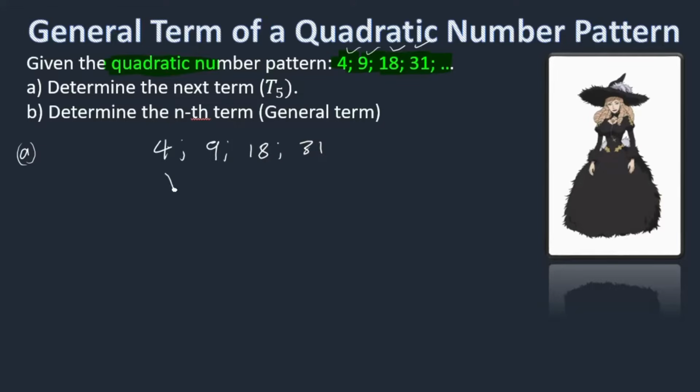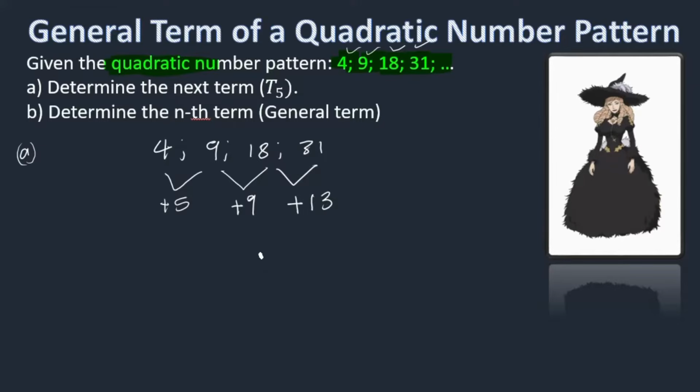I see that to move from here to there, to move from here to there, to move from here to there, right? From 4 to 9, they added 5. From 9 to 18, they added 9. From 18 to 31, here they added, how much is that? I'm lazy to even calculate. They added 13.